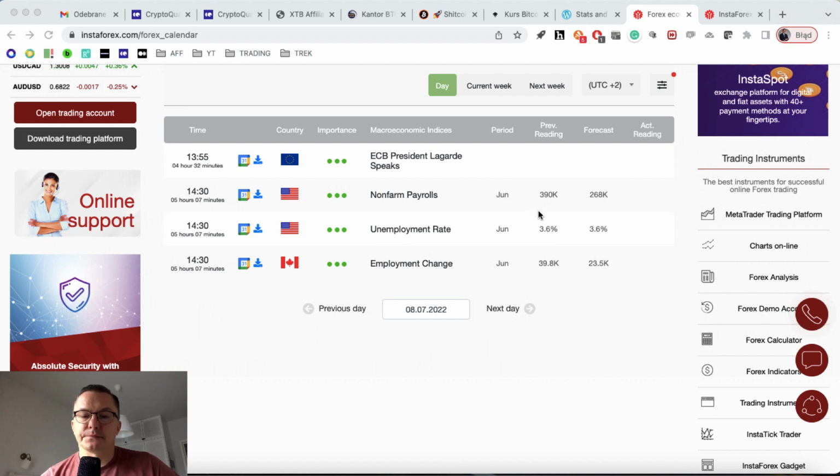We are expecting the non-farm payrolls to decrease from 390,000 to 268,000 and the unemployment rate to stay at the same level of 3.6%. Together with this data, as you can see, we got the employment change data from Canada, scheduled for release at 2:30 as well. So this is the first Friday of the month and the last day of the week, unfortunately.